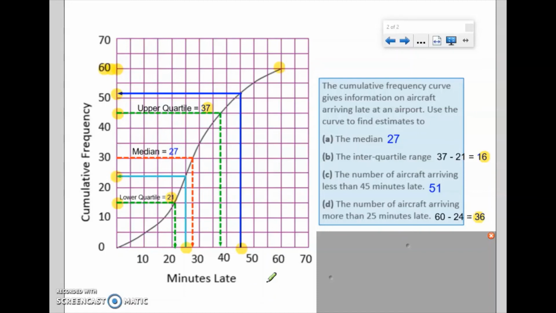Okay, if you've understood everything in this video and you've been able to have a go and accurately get your answers for question A, B, C, and D, very well done. You've shown a good understanding of interpreting and drawing cumulative frequency graphs.